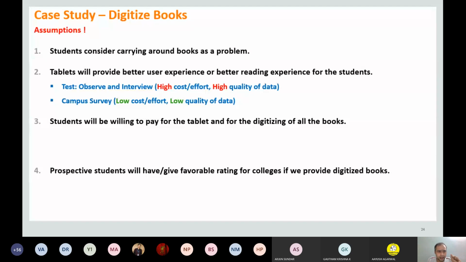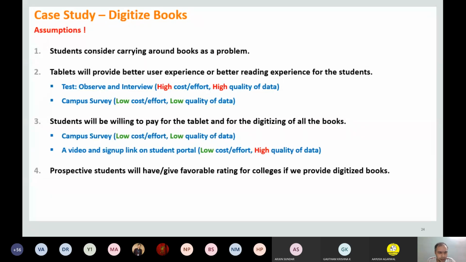The test is, you can observe. How can you do that? You can just observe, or you can conduct an interview, but it is going to be high cost and high quality. If you're going to conduct interviews and all those things, it's going to cost you, but the quality of data will be high. Otherwise, you can go for a small campus survey asking your students whether they would like to buy this tablet, if the university is introducing it. Then it's going to cost you less, and the quality of data is also going to be less, because just like that, they'll give the ratings.